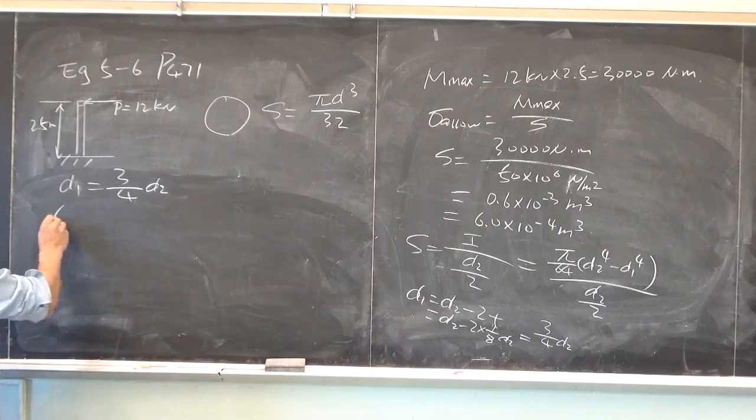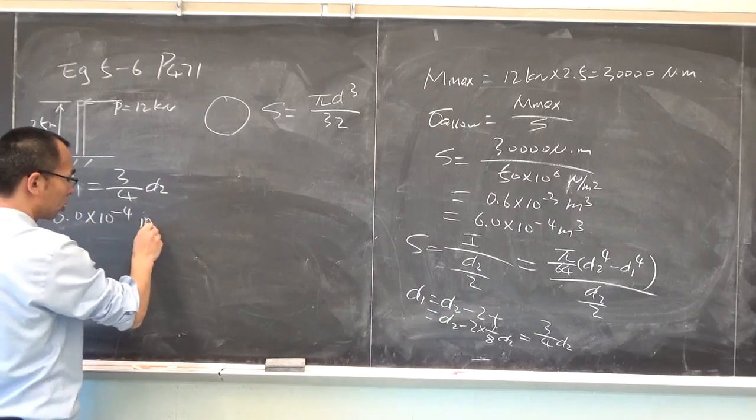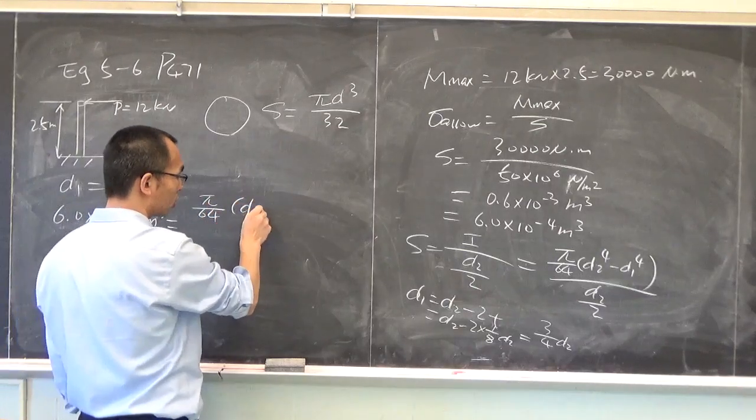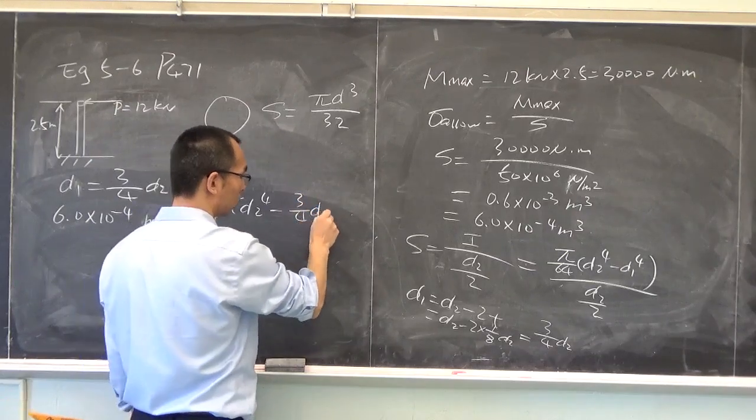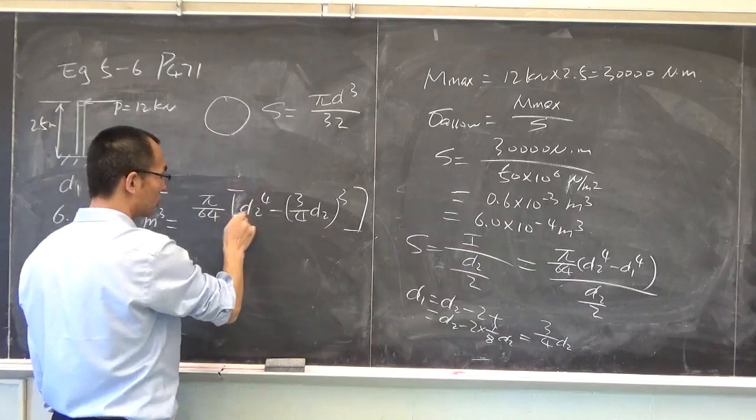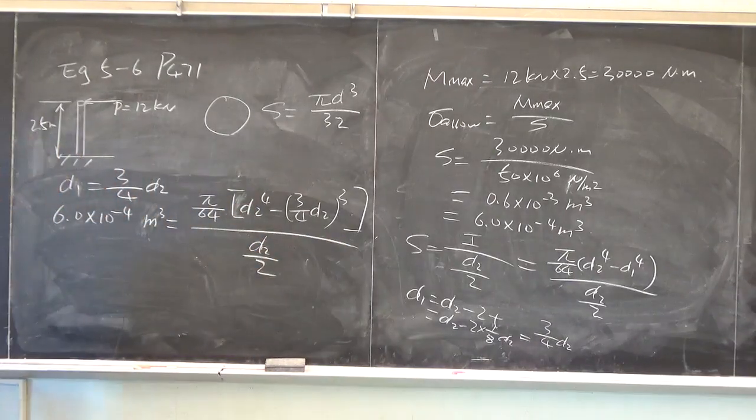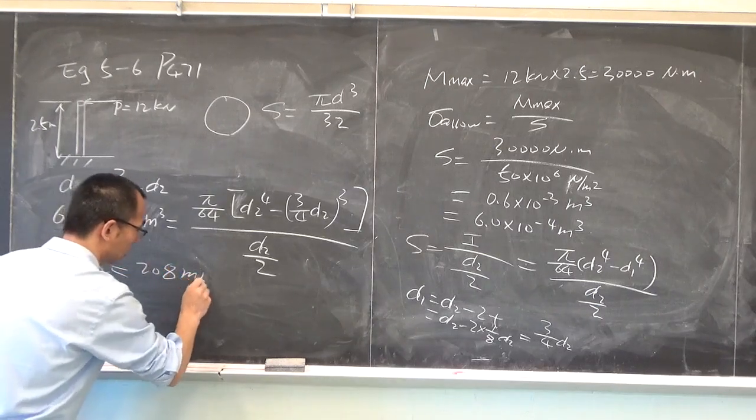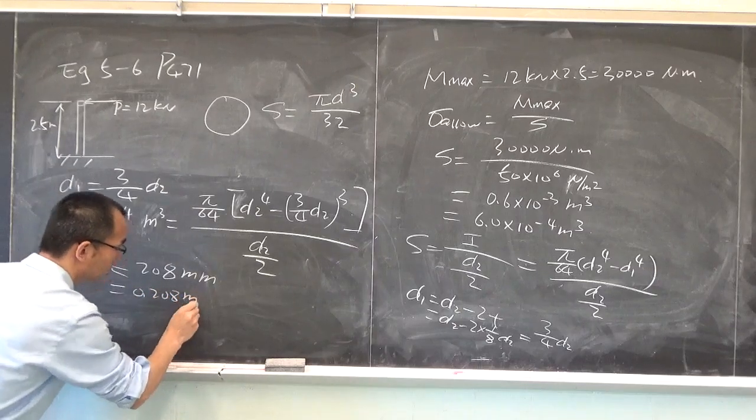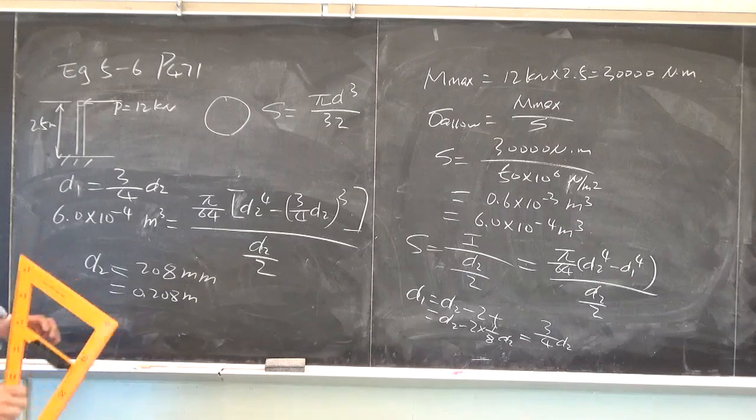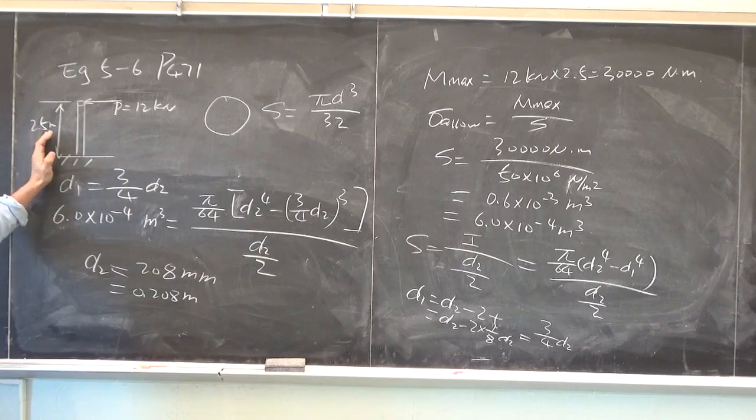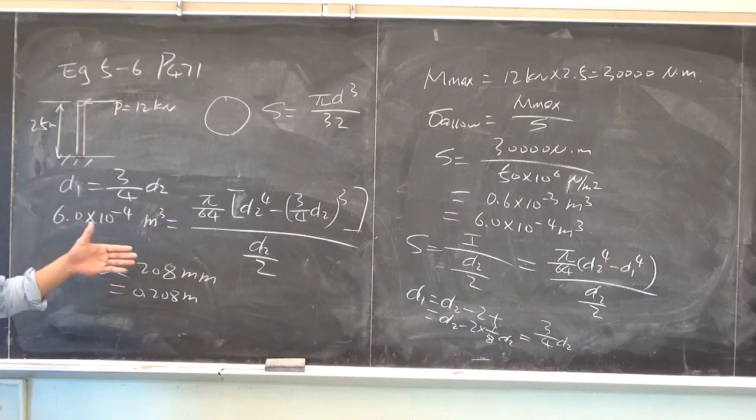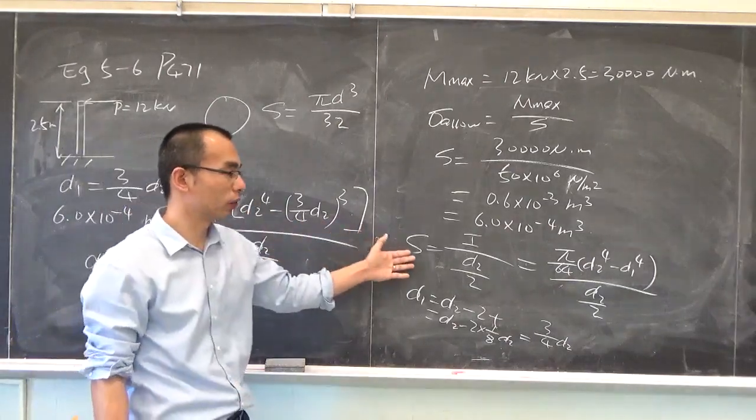So now we have sectional modulus is equal to 6.0 times, is equal to pi, three quarter D2. So now you can calculate the D2 is equal to 208 millimeter. Or you can write 0.208 meter. Okay, so this one, we just want to discuss, okay, so if you have a cantilever, then you will give a point load, then you can calculate the maximum bending moment, then, and also it's a hollow tube, how to calculate the moment measure for the hollow tube, and also section modulus for the hollow tube.